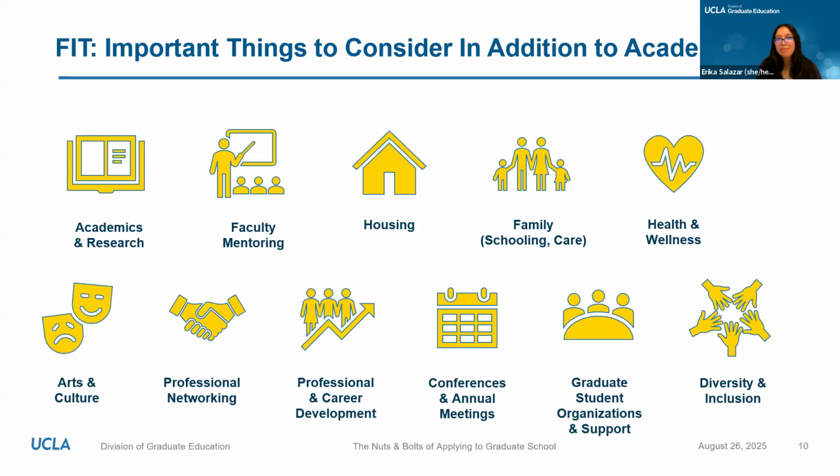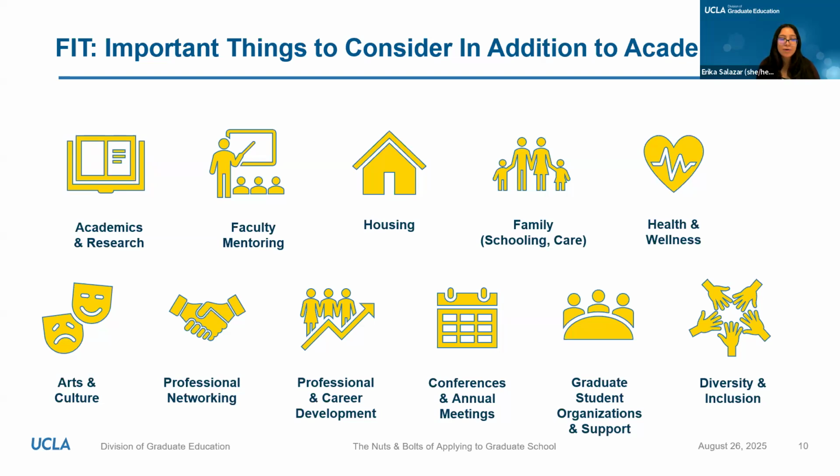And of course, you want to think about professional networking. A big part of grad school is networking. So you want to see if you can develop your network further in graduate school. Do they offer you professional and career development? Do they have a career center dedicated specifically for graduate students and their advancement in their careers? You want to think about conferences and annual meetings. Does that institution offer you funding to attend conferences and annual meetings? Are you able to do that while you are at that institution?